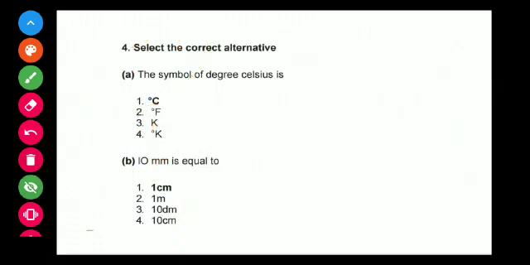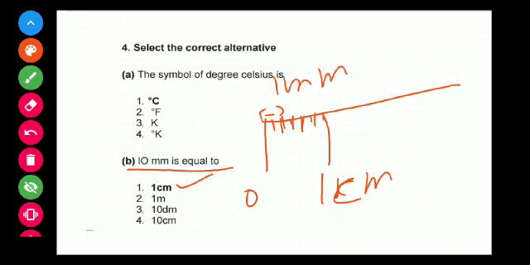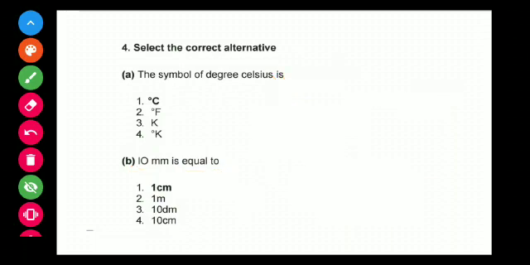Next is symbol of degree Celsius. Symbol of degree Celsius is C. This is your first, the correct answer. 10 mm is equal to 1 centimeter, because on a meter scale this is your 0 centimeter, this is your 1 centimeter, and there are 10 divisions between 0 and 1, and each division is equal to 1 mm, and these 10 divisions are equal to 1 centimeter. So 10 mm is equal to 1 centimeter.